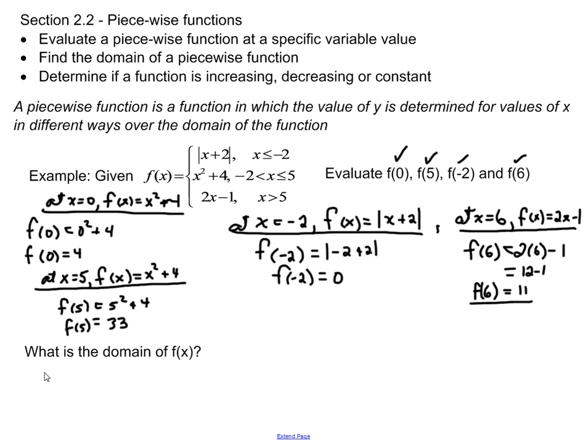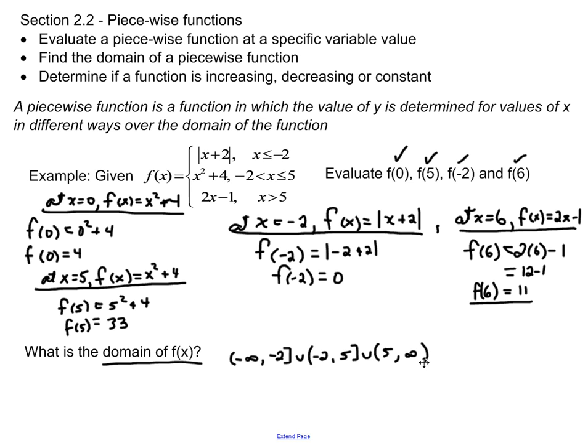So the last question here on this page asks, what is the domain of this function? I mean, it's split up, right? Well, the domain itself consists of these three pieces. We have the set that goes from negative infinity to negative 2, including negative 2. And we're joining that with a set that goes from negative 2 to positive 5, including 5. And joining that with the set that goes from 5 to positive infinity.